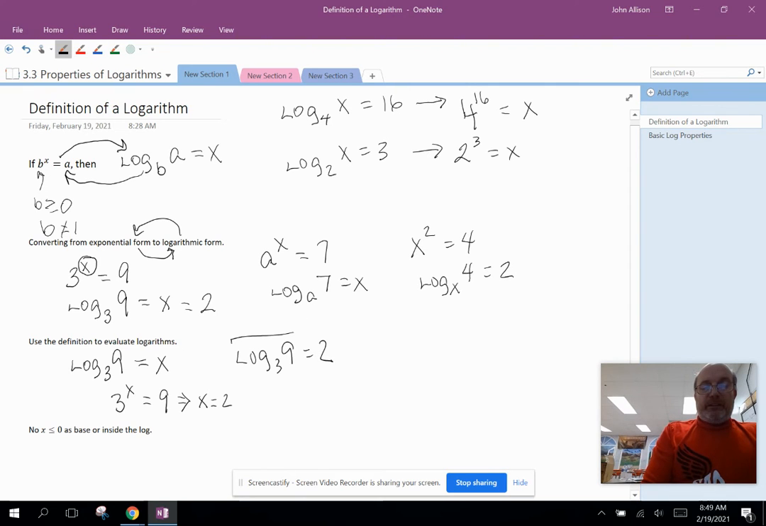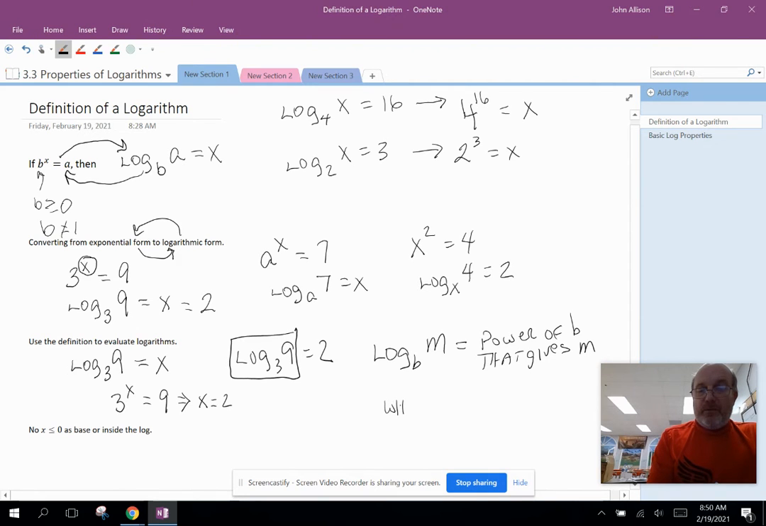And so what I want you to see is that anytime you have the log base b of some number m inside, what this is asking us for is the power of b that gives us m. So what power would you raise b to to get m?